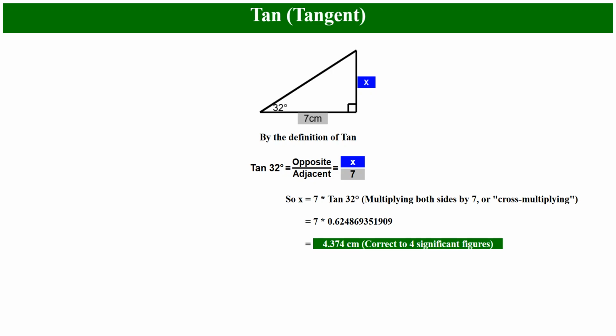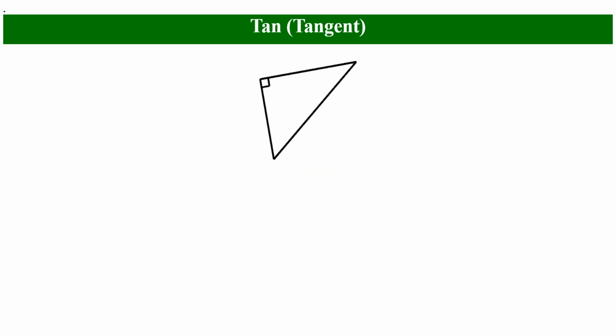Now let's do a similar problem, but with the triangle in a different orientation. Here, again, we have the adjacent side. It's 9.5 centimeters in this case. The angle is 39 degrees, and x is the opposite, and we need to find the value of x. Again, we'll use tan, so let's write down the definition. That will be tan of 39 degrees is equal to the opposite over the adjacent, and here that will be x over 9.5.